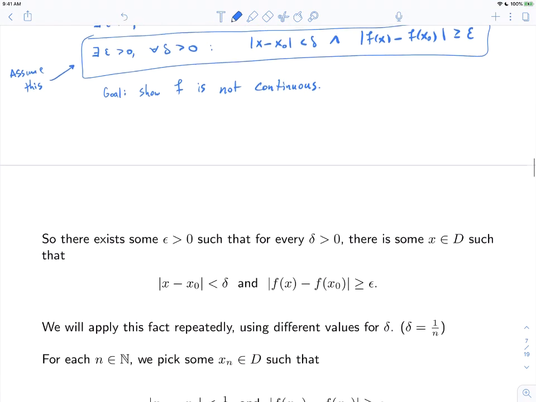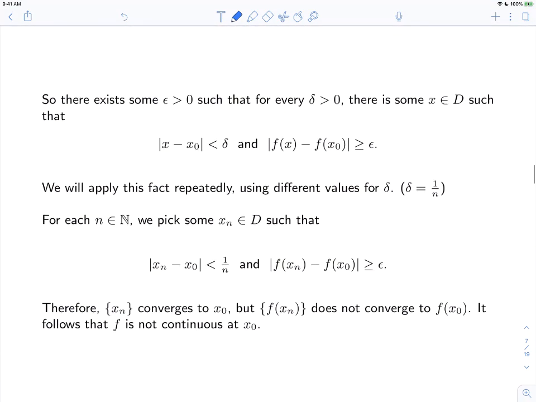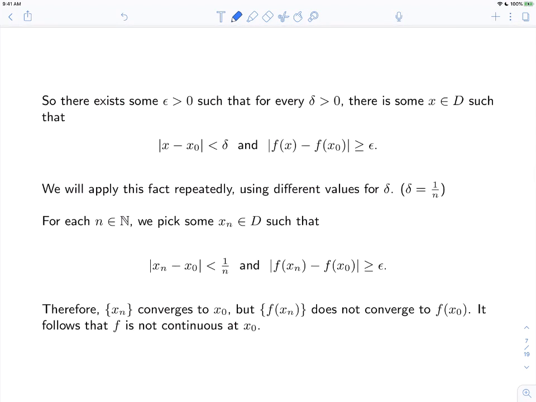As you can see, I've written the negation here in English rather than in symbols. So there is some epsilon greater than 0, such that for every delta, there is some x such that this condition is true. The distance between x and x naught is less than delta. The distance between the inputs is small, but the distance between the outputs is too big.